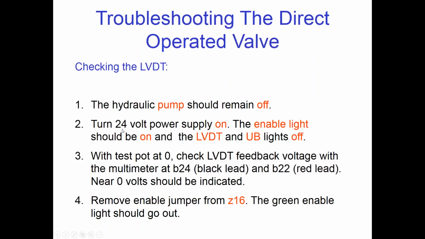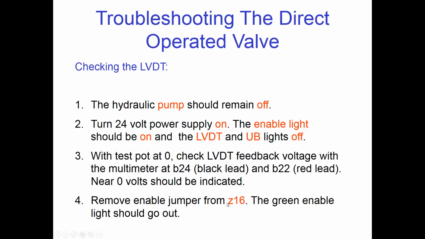Hydraulic pump still off. Your 24-volt power supply is on. Your enable light on. The LVDT and UV lights off. And with the test pot at 0, check the LVDT feedback voltage with your multimeter at B24, that's the black lead, and the red lead at B22, you should have very nearly 0.